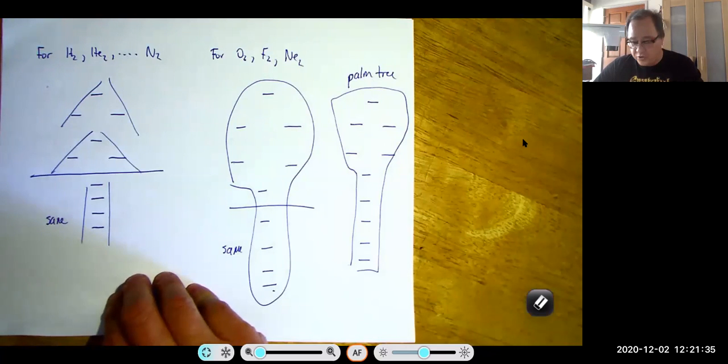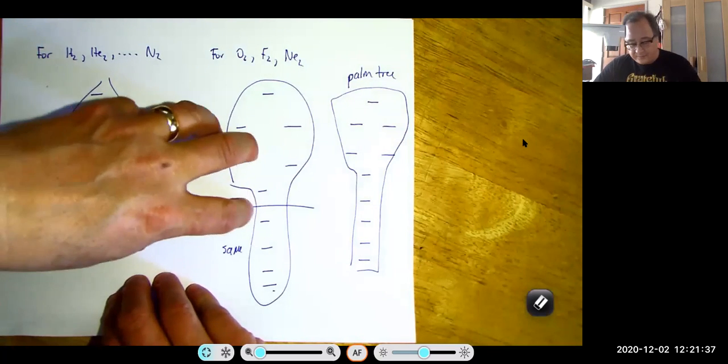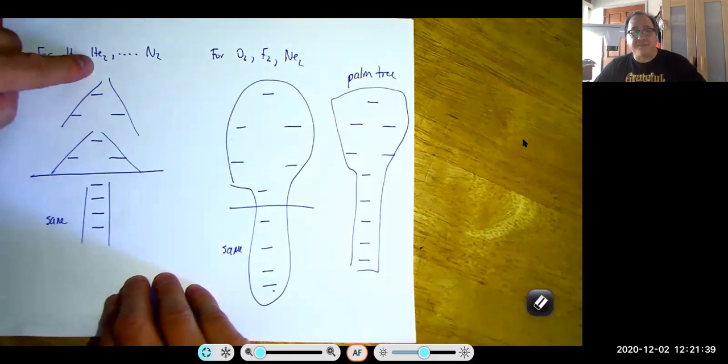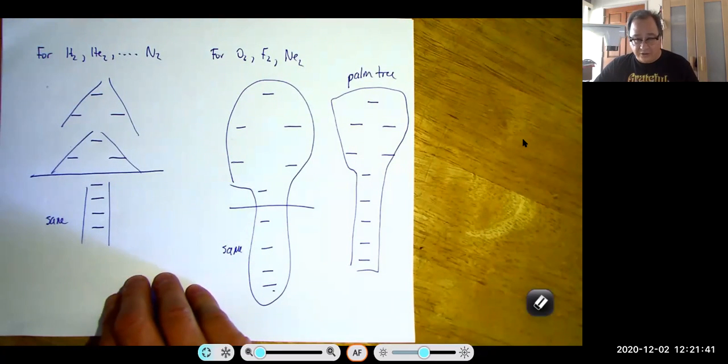Now, if you have trouble remembering these things and remembering the sigmas and the pi's, these are things you might want to write on your little 3x5 card that you get for the exam. Okay.